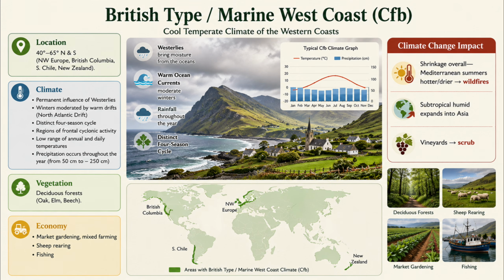Regions of frontal cyclonic activity. Low range of annual and daily temperatures. Precipitation occurs throughout the year, 50 centimeters to 250 centimeters. Vegetation: deciduous forests, oak, elm, beech. Economy: market gardening, mixed farming, sheep rearing, fishing.